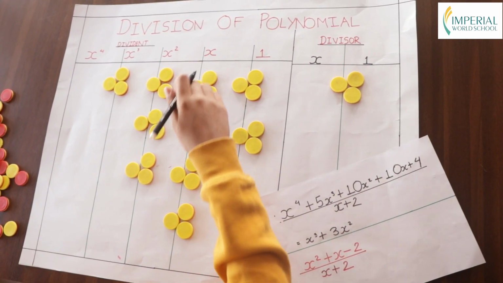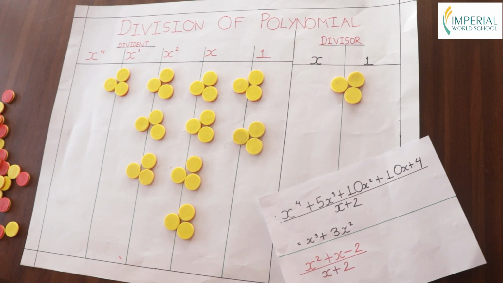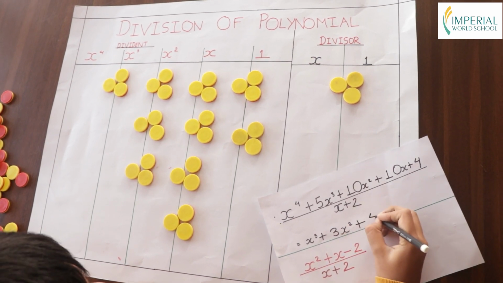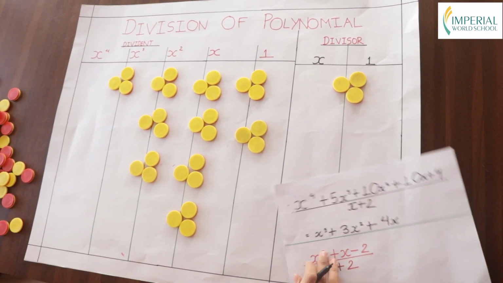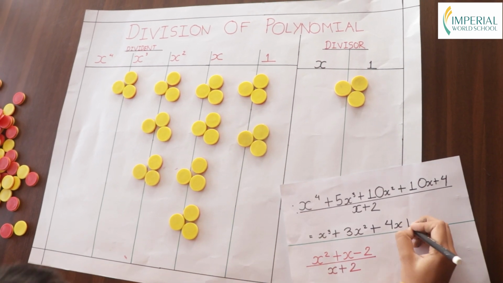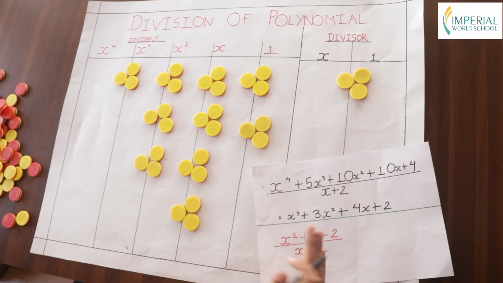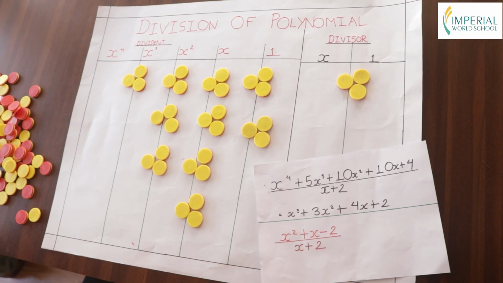Again, in the x section we have 4 such patterns, so I'll be writing 4x. And in the constant section we have plus 2. So there you have it. This is the answer for the first question.